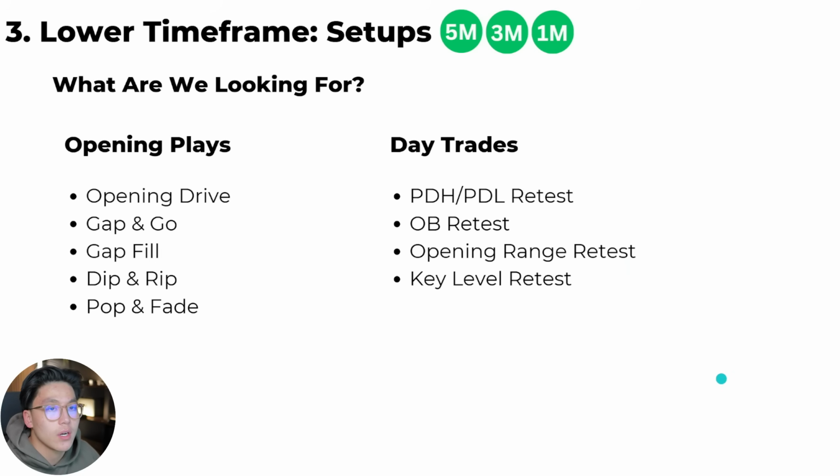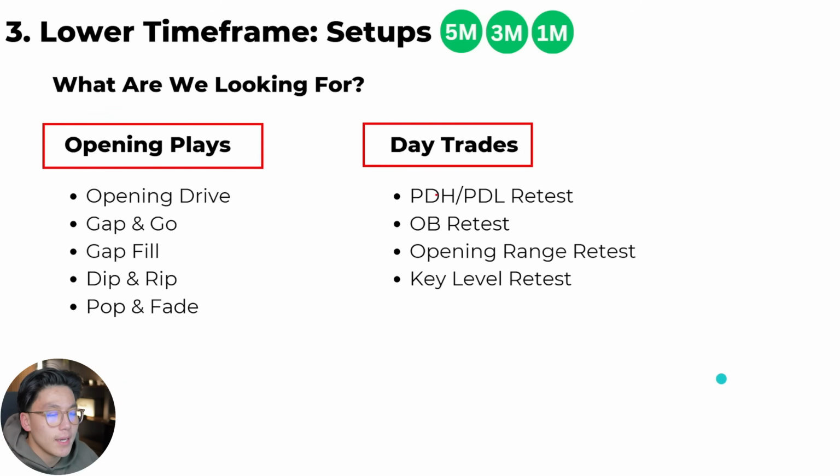So as you can see right here, these are the different types of setups that we look for on a daily basis. It's really split up into two things, which is opening plays and day trades. Your opening plays are within 30 minutes of market open. So anything underneath 30 minutes, I would classify as an opening play. There's a bunch of opening plays that I have listed out that we look to take on a daily basis if the market presents itself. So what we can be looking for is an opening drive, right? We have gap and goes, gap fills, dip and rips, pop and fades. There's a bunch of different types of opening plays that we do look for. This happens right off the bat.